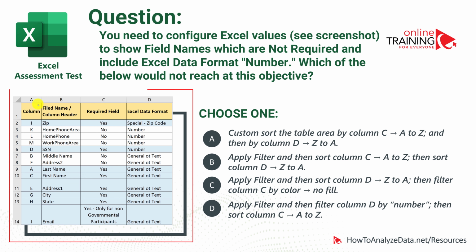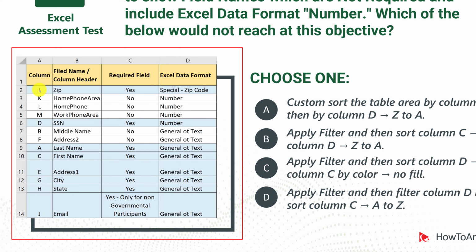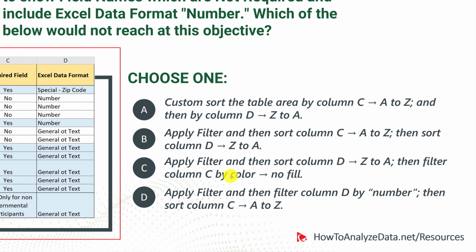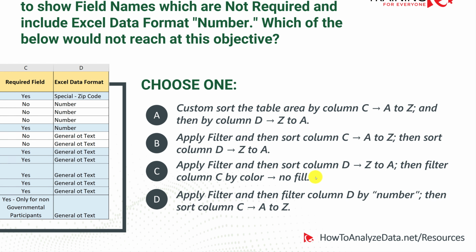What you see here in the data, you see 4 columns of Excel worksheet, and then you have values here. Some of the rows are highlighted in the blue color and some of the rows are not highlighted. And obviously choice C has the option of selecting by color and no fill. 4 choices here as usual. Which one do you think is right?